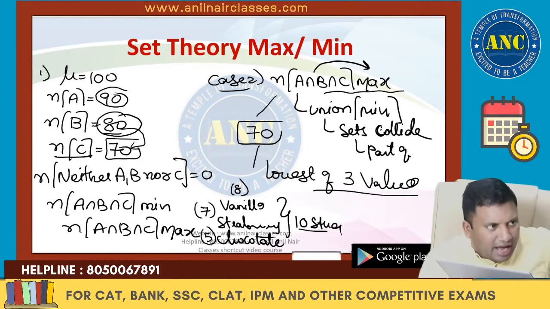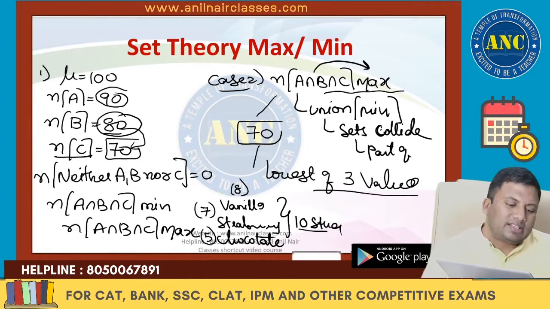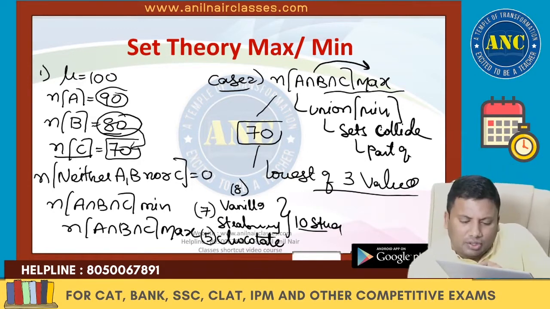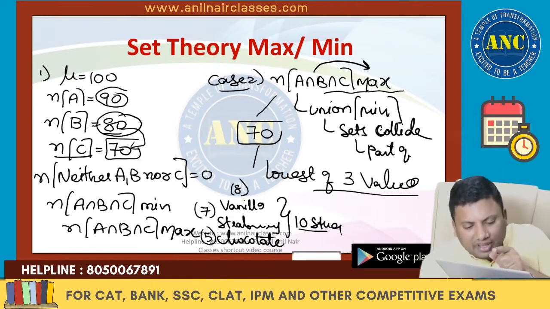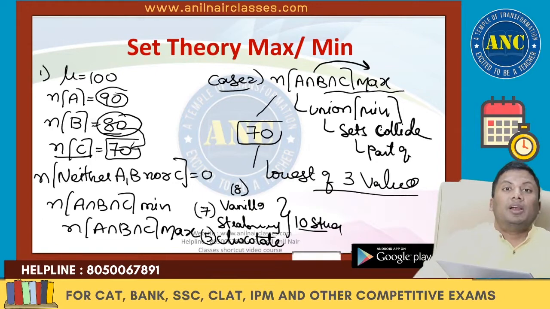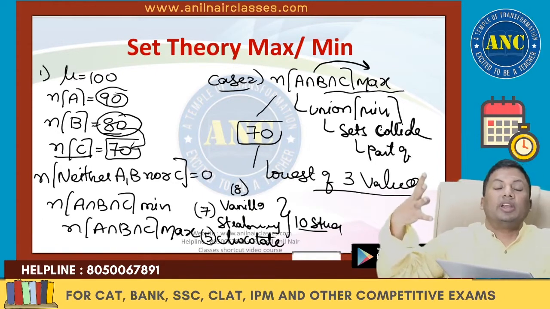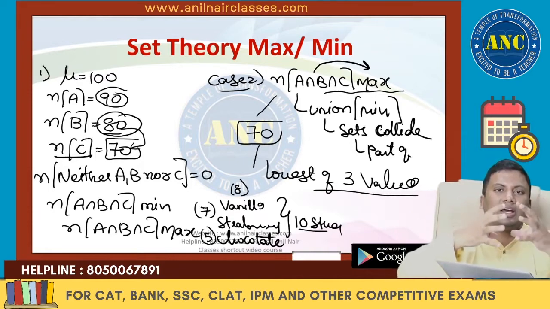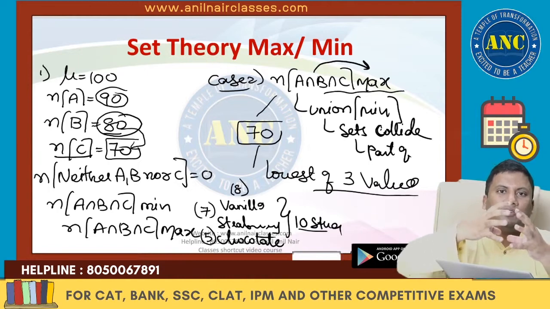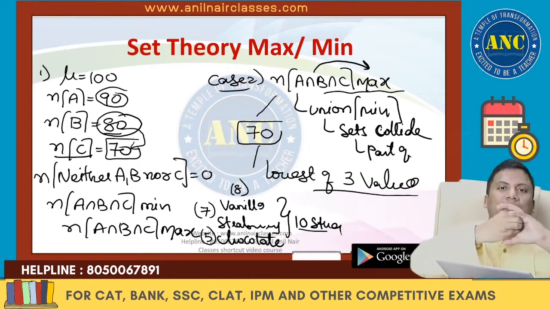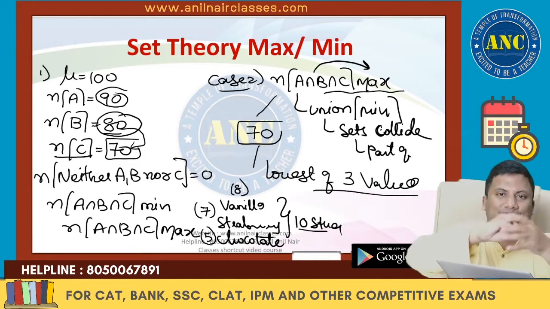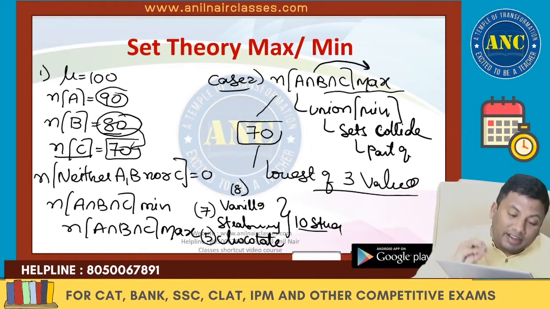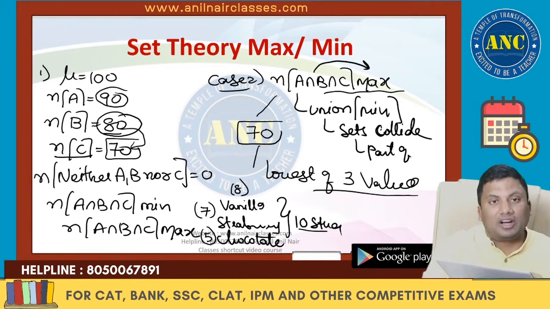So out of 100 students, 90 students like actor A. In that 90, 80 also like actor B, and 70 also like actor C. So think mathematically also: if the intersection is maximum, the union will be minimum. Disjoint means the union is maximum. As the sets come together, the value will decrease. If one set is a part of the other, the value will decrease further. 70 is a part of 80, and 70 is a part of 90. So the answer for this question is 70.